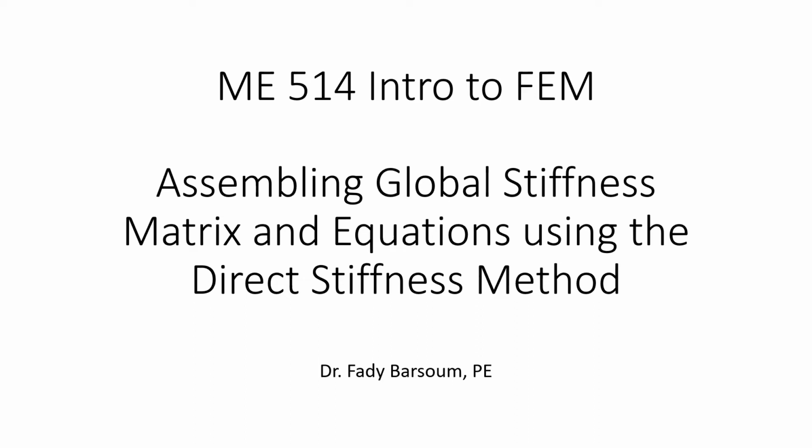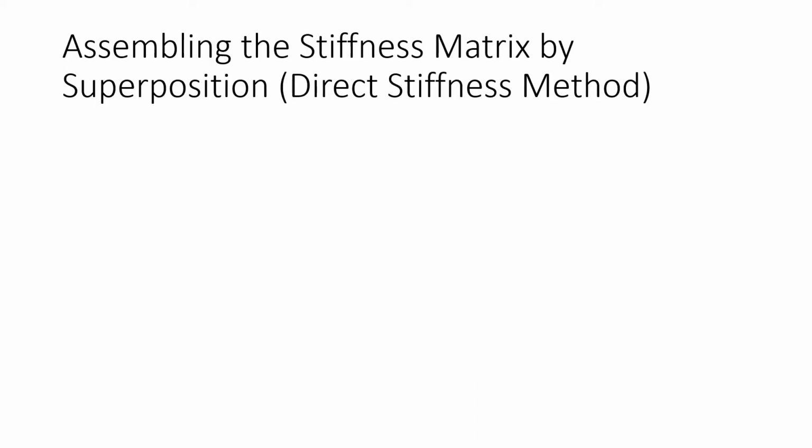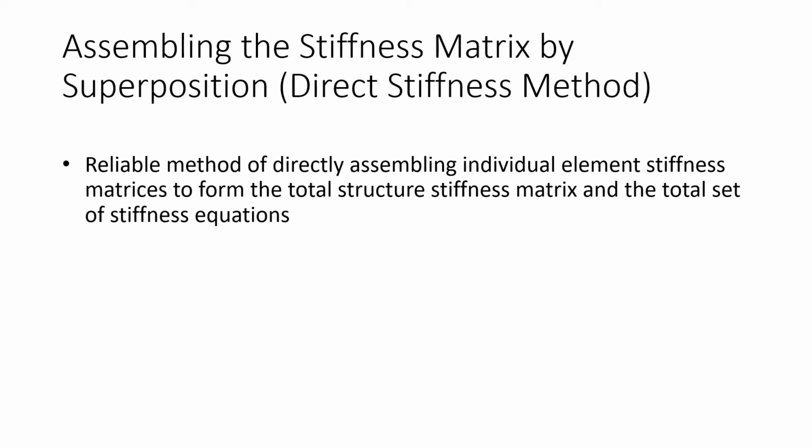In this video, we will be learning how to assemble the global stiffness matrix and stiffness equations using the direct stiffness method. Assembling the stiffness matrix by superposition, or by the direct stiffness method, is a reliable method of directly assembling the individual element stiffness matrices to form the total structure stiffness matrix and the total set of stiffness equations.